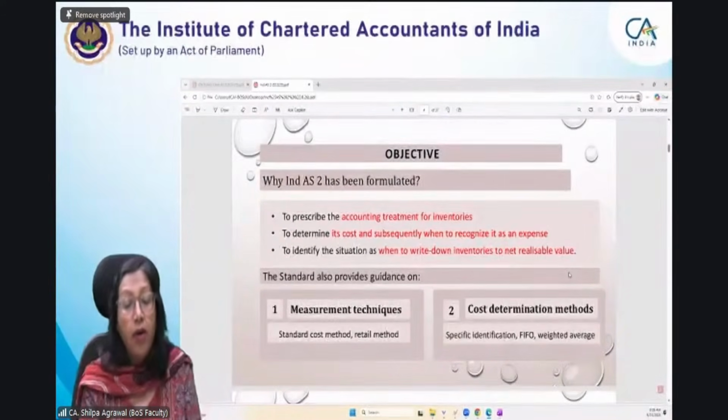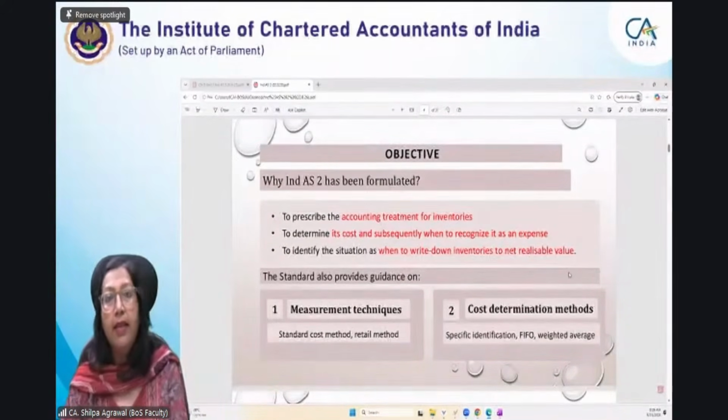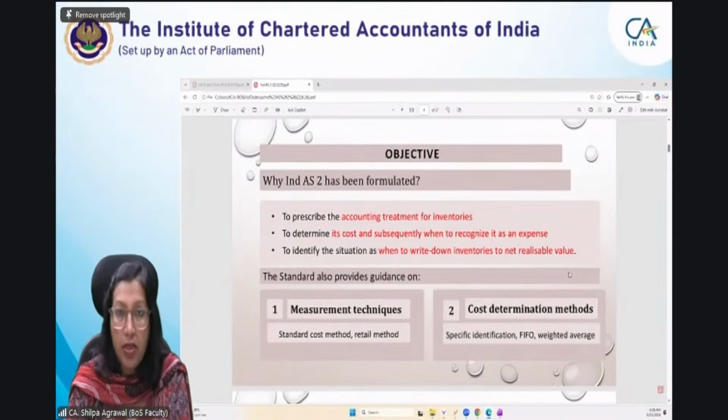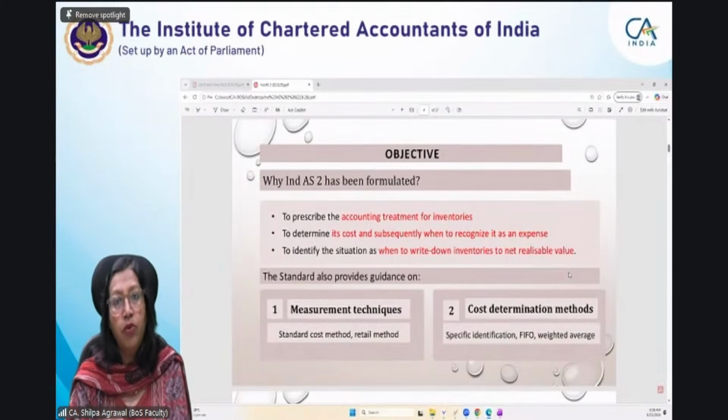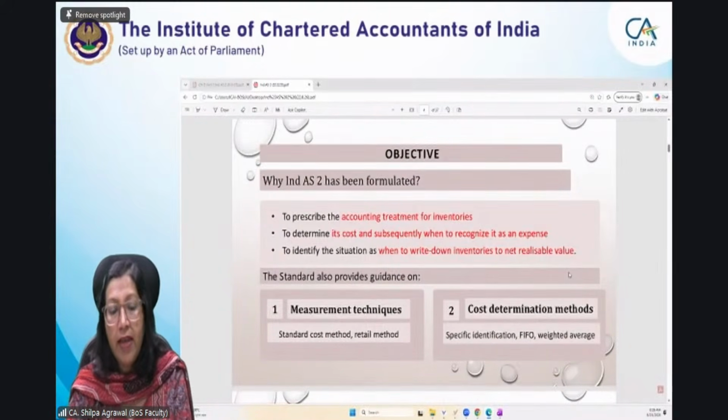Okay, for determining the accounting treatment, first is to determine the cost initially. And inventories, until and unless they are sold, we have to measure on every reporting date. So subsequent measurement is also important: every reporting date we should be aware of what is the value at which we have to account for inventories in the financial statements.